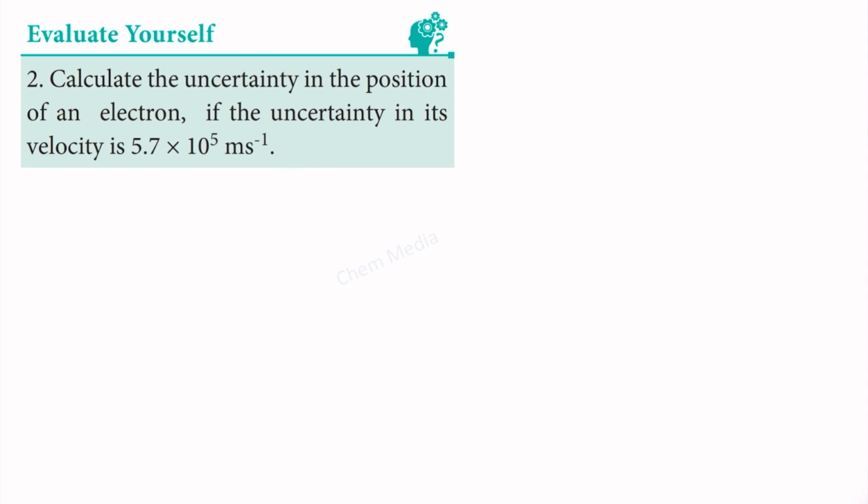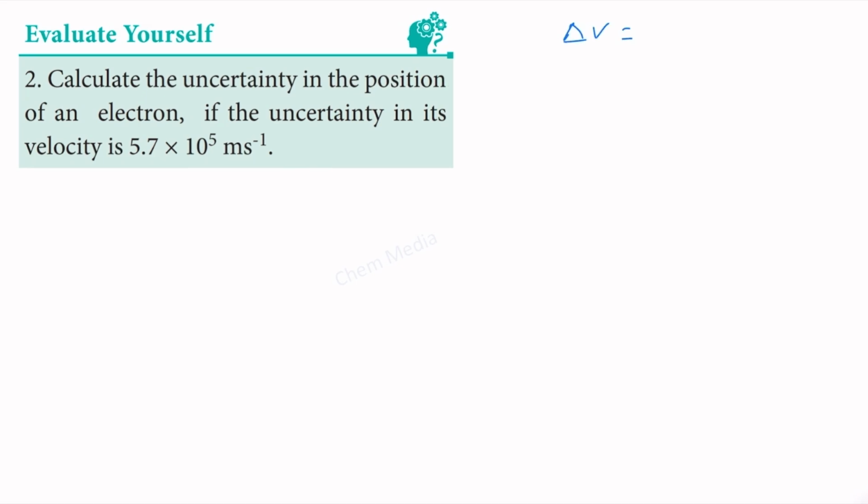Let's do question number 2. Calculate the uncertainty in the position of an electron if the uncertainty in its velocity is 5.7 times 10 to the power 5 meter per second. Here delta V is given as 5.7 times 10 to the power 5 meter per second. We know from Heisenberg uncertainty principle that accurately measuring both the position as well as momentum for a microscopic particle is not possible simultaneously. By the time you try to measure the position accurately, the velocity will be changing.